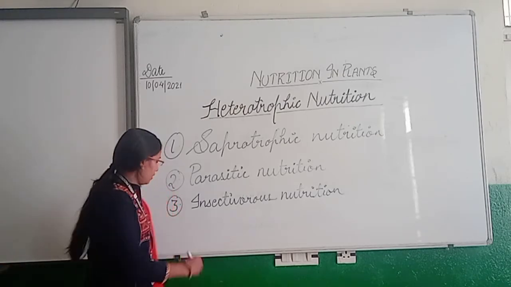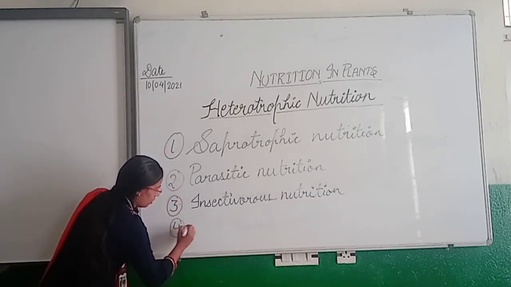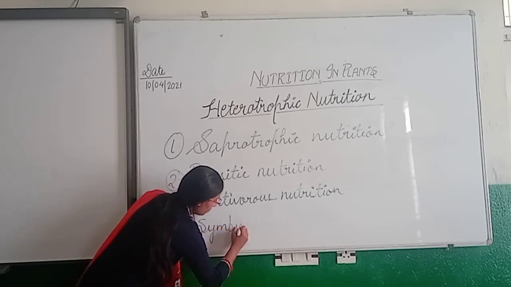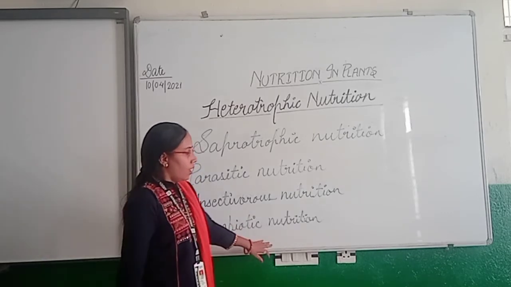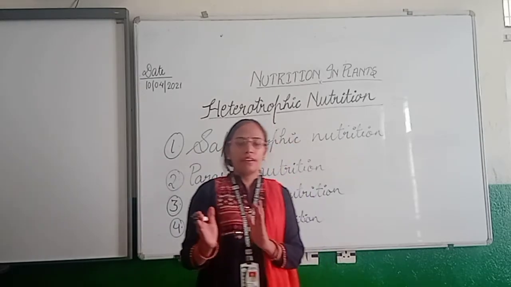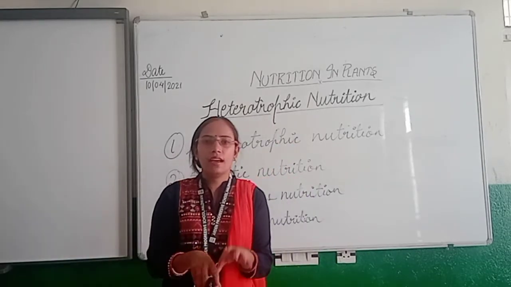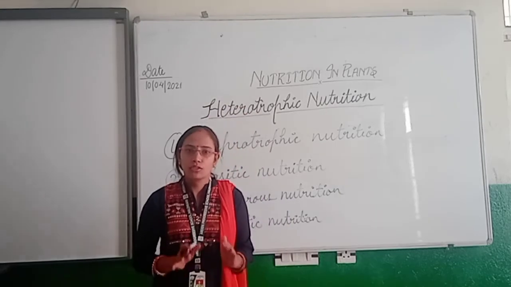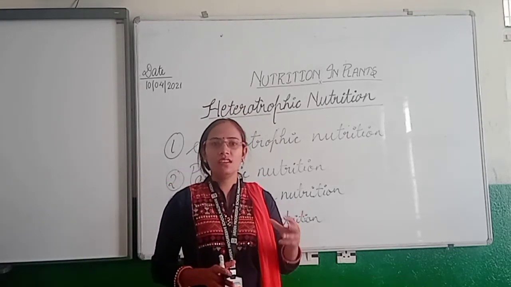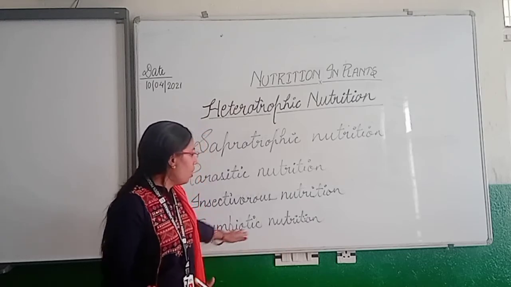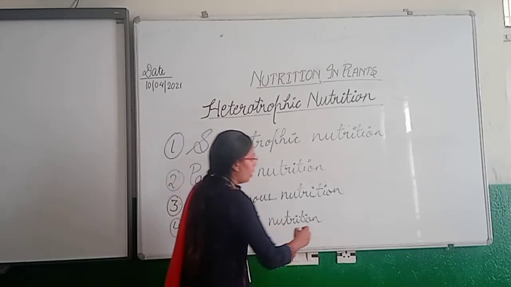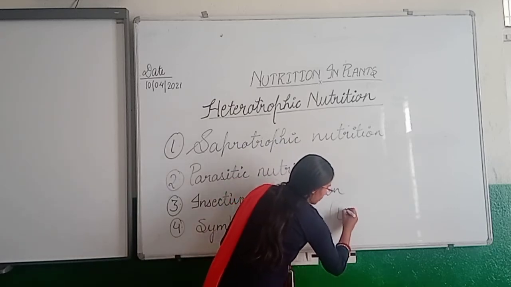Now the fourth one is symbiotic nutrition. There are two organisms which live together and help each other. Two plants living together and helping each other. The best example of symbiotic association or symbiotic nutrition is the lichens.